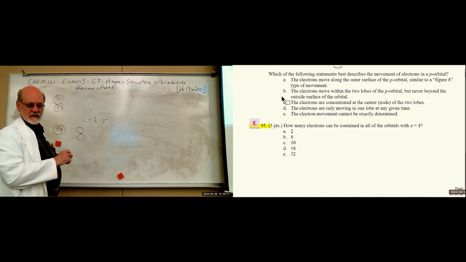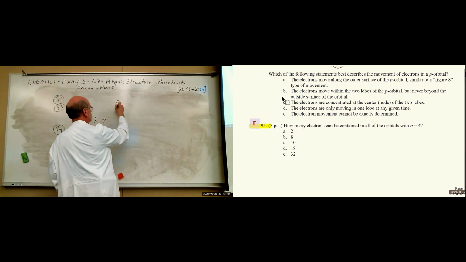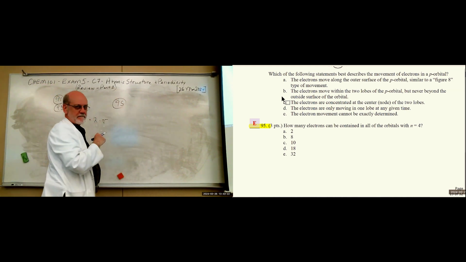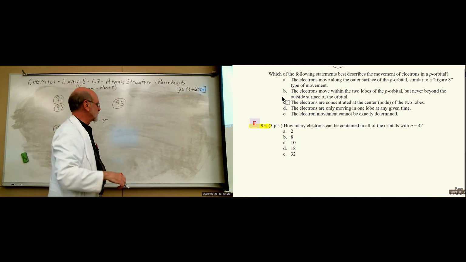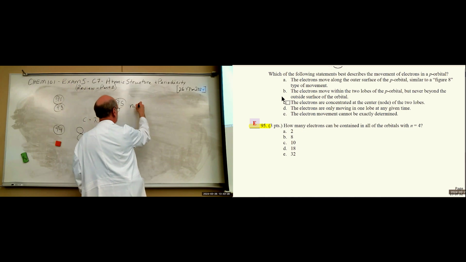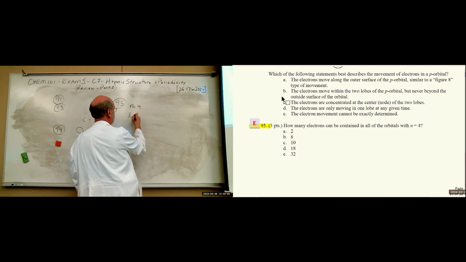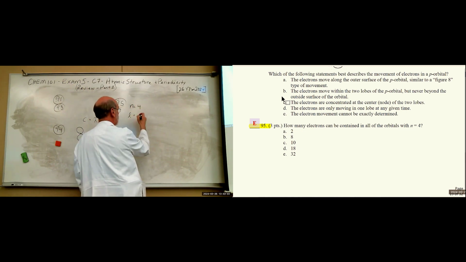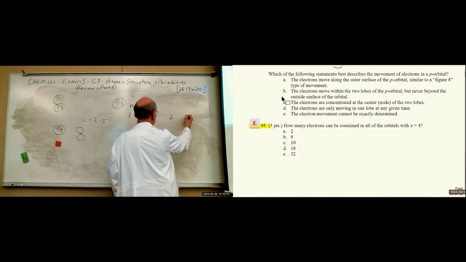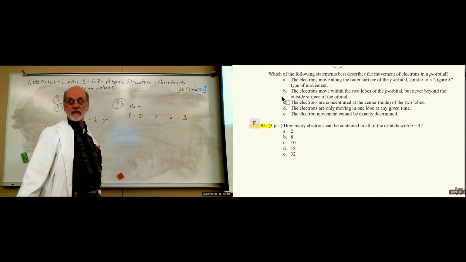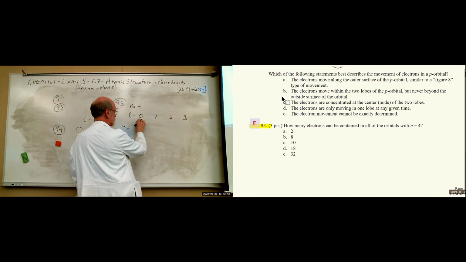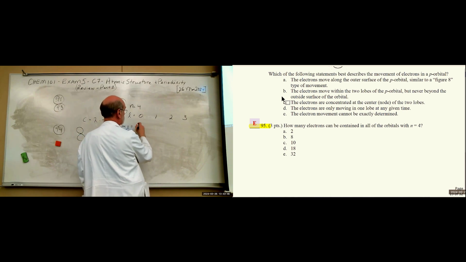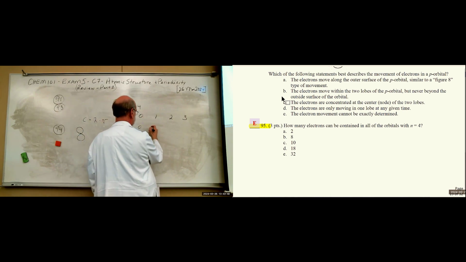All right, 95. How many electrons can be contained in all the orbitals within n equals 4? N equals 4. So what can we have for L? Right, L could be 0, 1, 2, or 3, correct? N minus 1. Okay, how about M sub L? This could be 0, that's it. This could be 0.